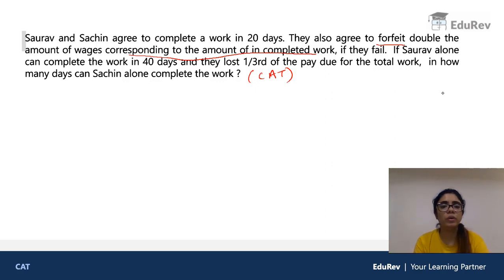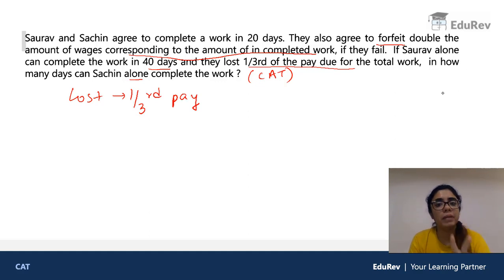If Saurav alone can complete the work in 40 days and they lost 1/3 of the pay due for total work, in how many days can Sachin alone complete the work? See, they lost 1/3 of the pay. ठीक है, they lost 1/3 of the pay. We know one thing, they lose double the money. ठीक है, whatever work is remaining उसका डबल पैसा they lose.